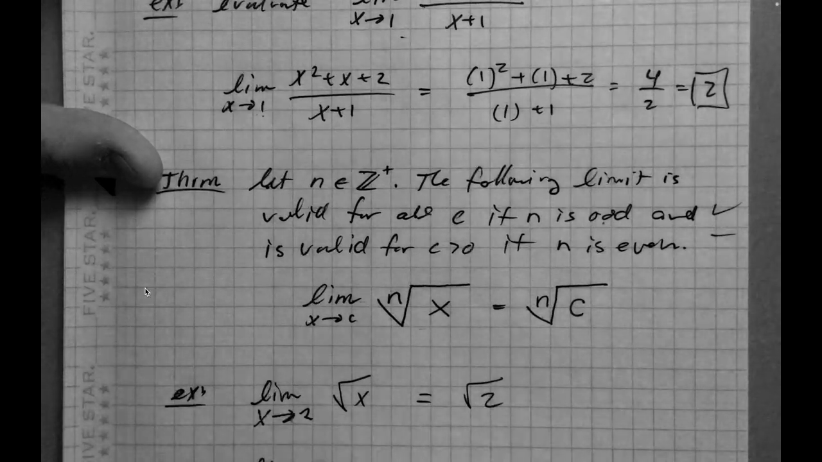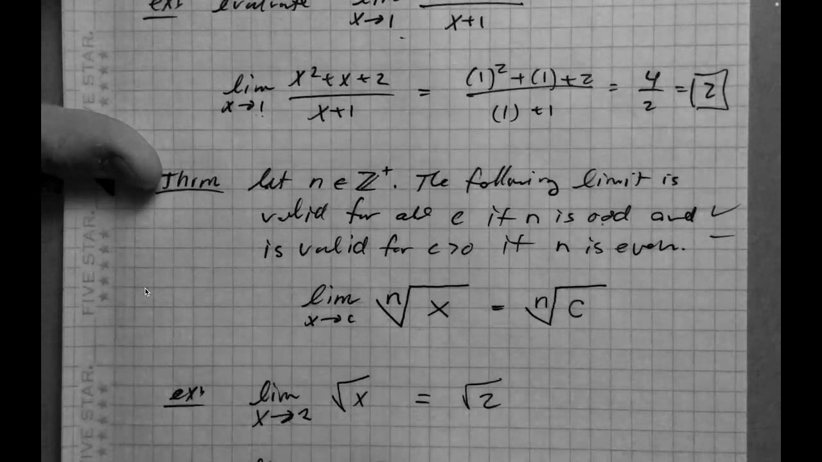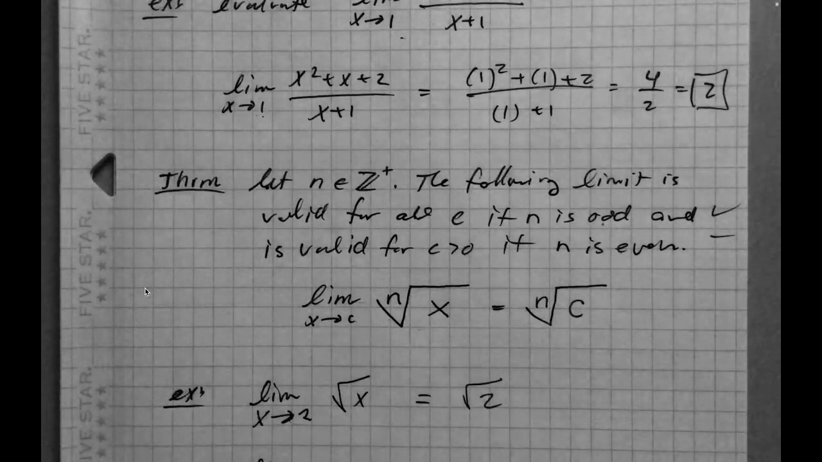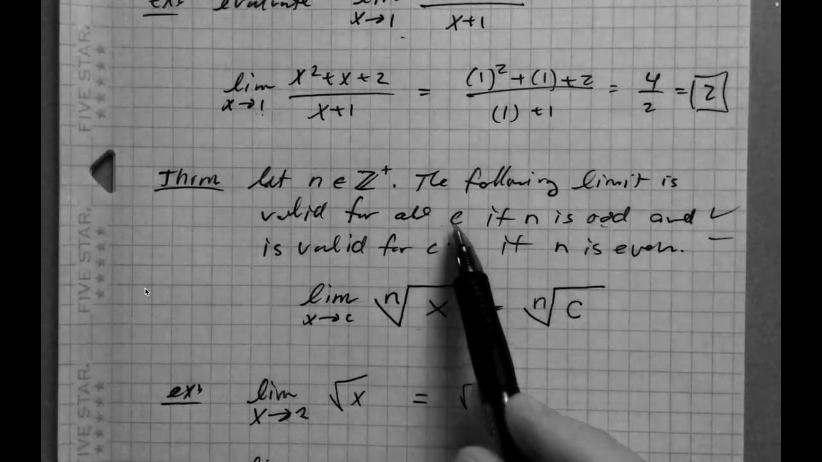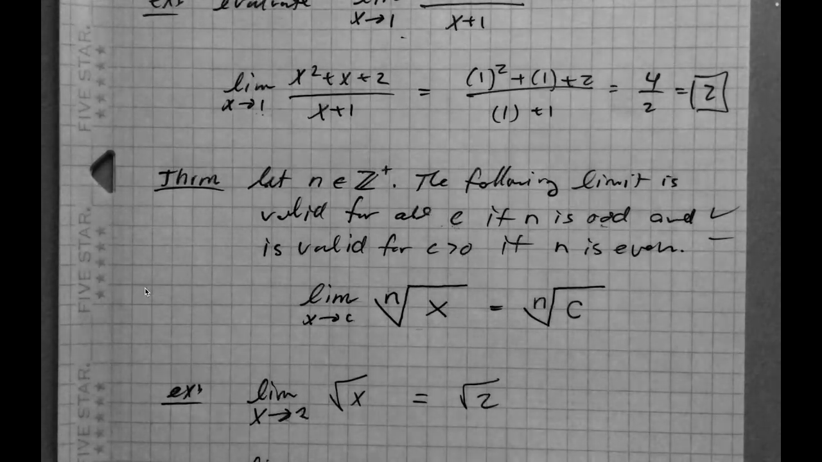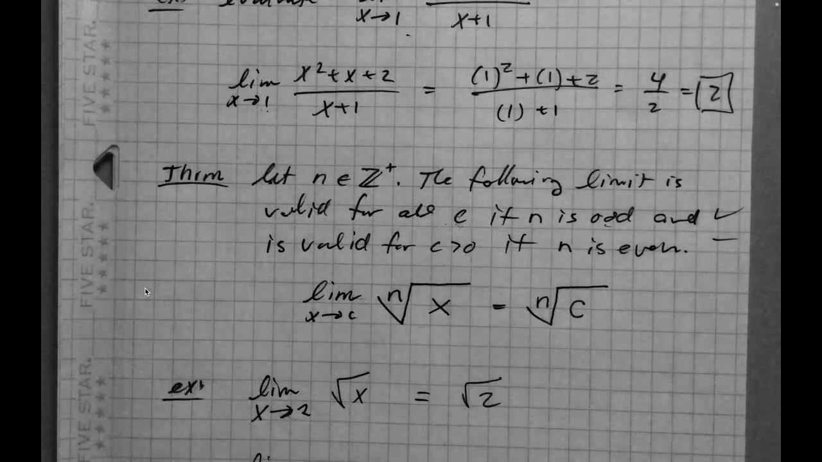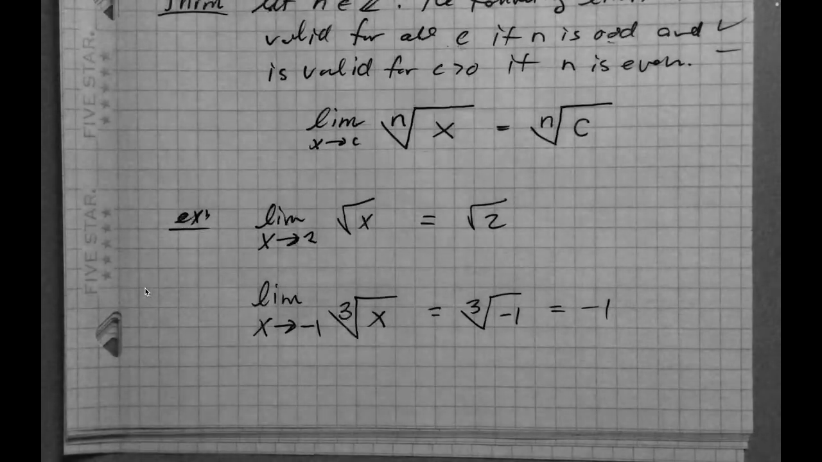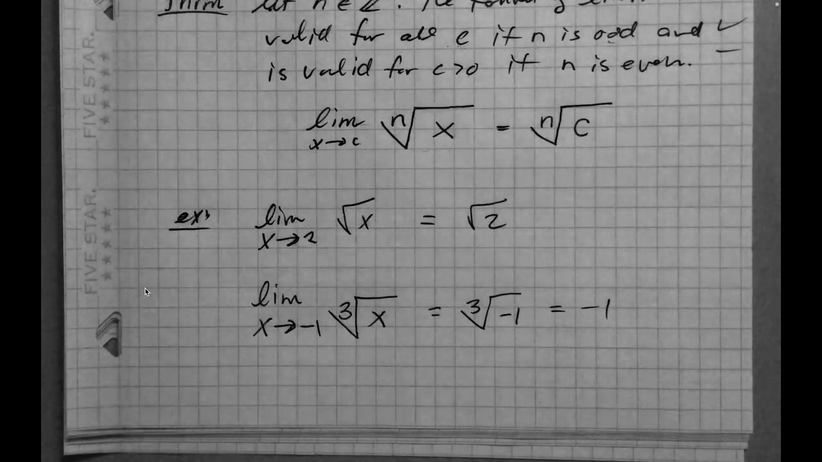What about the limit as x goes to -1 of the third root of x? Does the theorem work here? It does, right? Because 3 is an odd number, any limit point is true. So this would be the cube root of -1, which is a real number. All right, so that's 2 examples of this theorem in application.